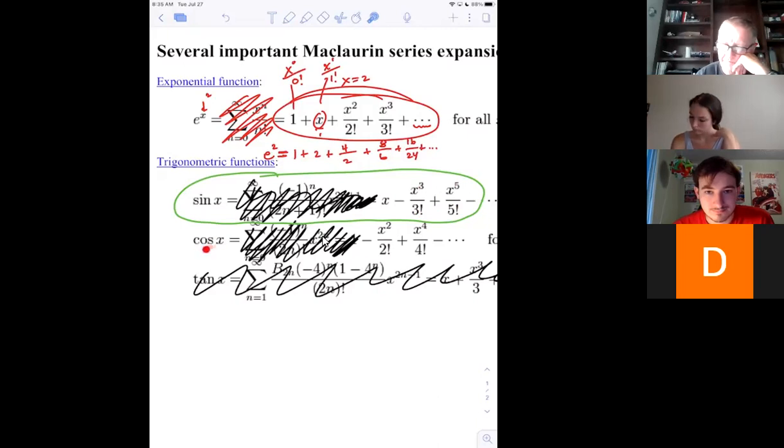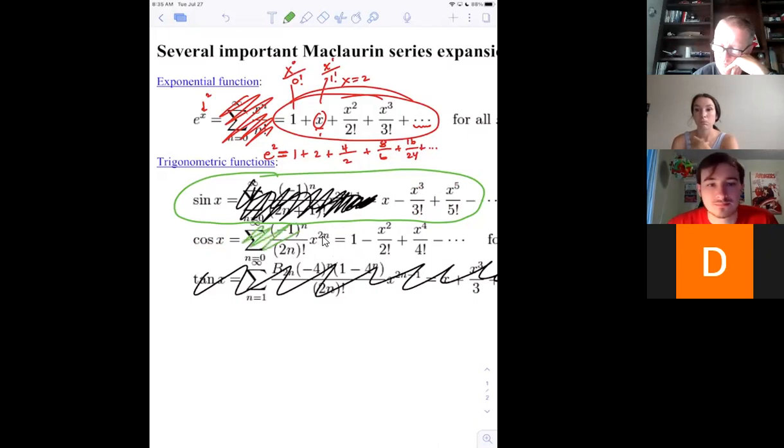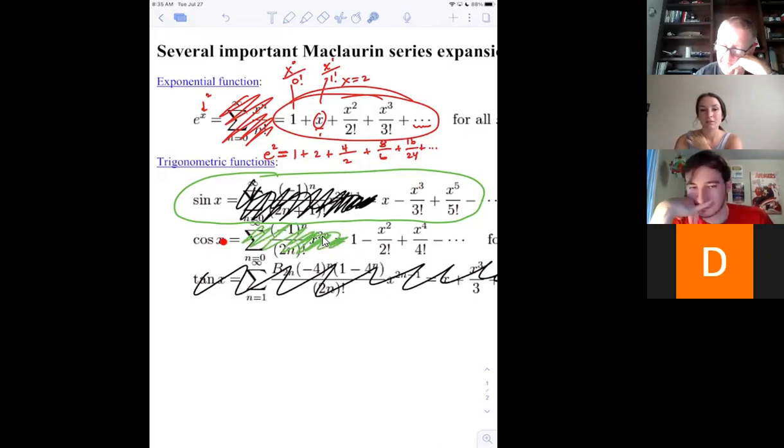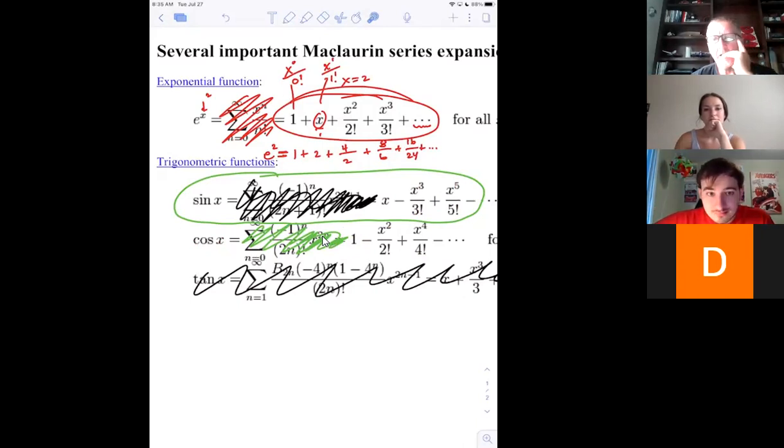And then look at cosine. Cosine of x, and I covered up a little too much of that, I covered up the 1. Cosine of x started at 1, then minus x squared over 2 factorial, plus x to the 4th over 4 factorial. Dude.